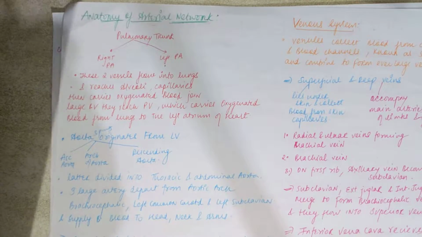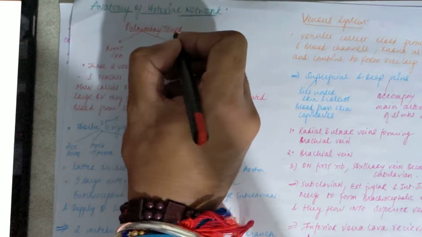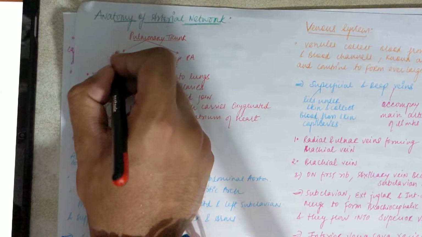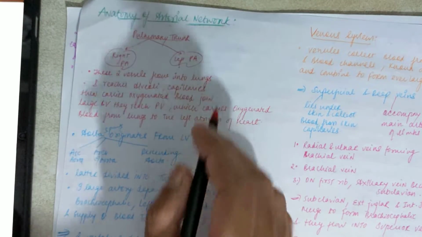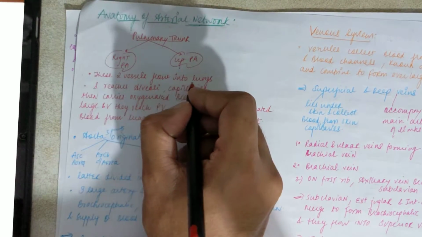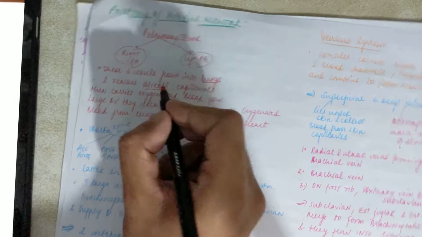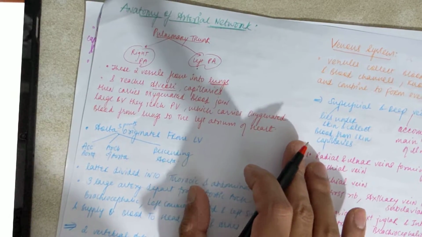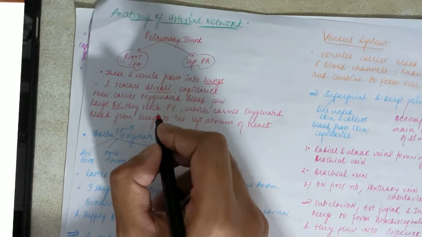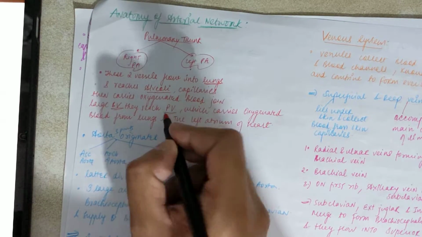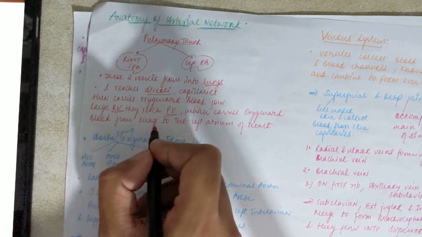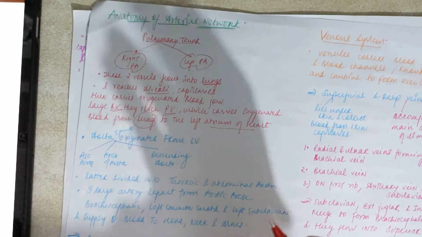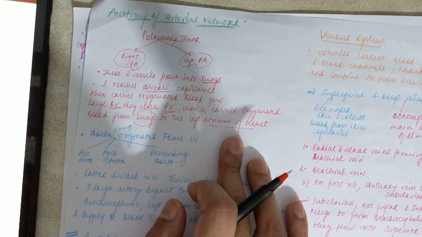So we have this diagram. First we have the pulmonary trunk, which divides into the right pulmonary artery and the left pulmonary artery, and these two vessels flow into the lungs and reach the alveoli. Then the blood is oxygenated and joins the large blood vessels. They reach the pulmonary veins, which carry oxygenated blood from the lungs to the left atrium of the heart, and from there the aorta carries it to the rest of the body.